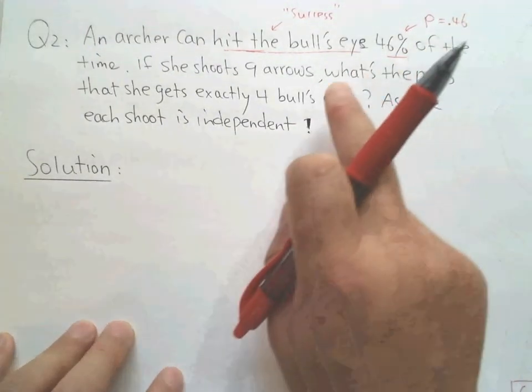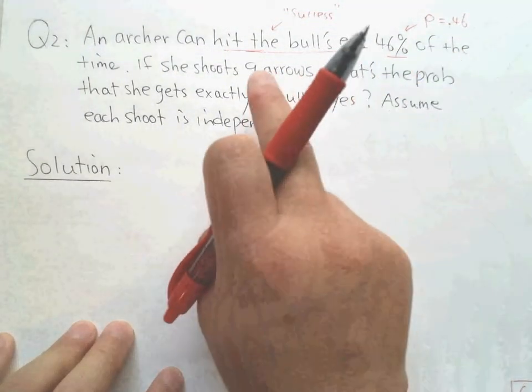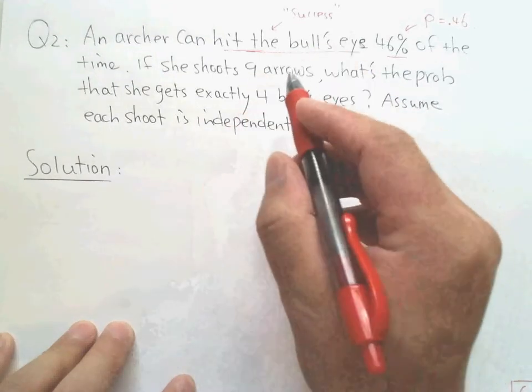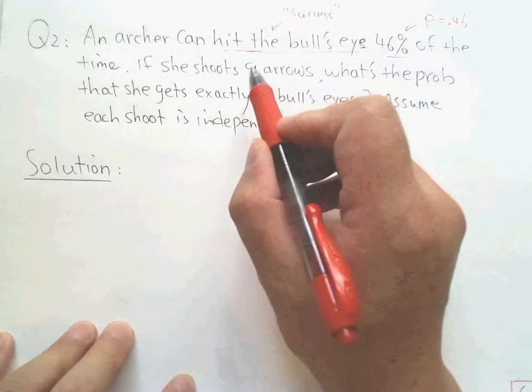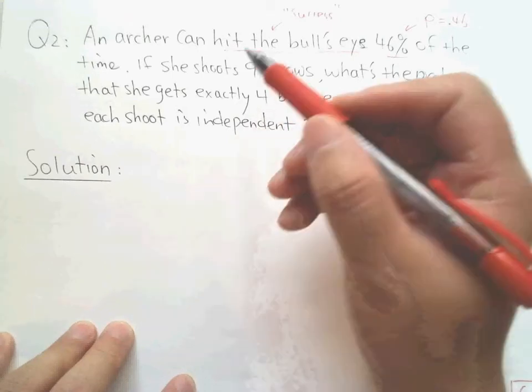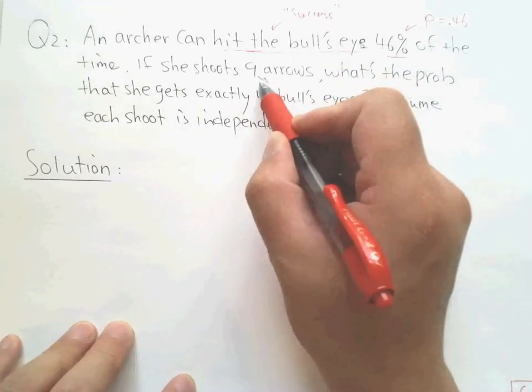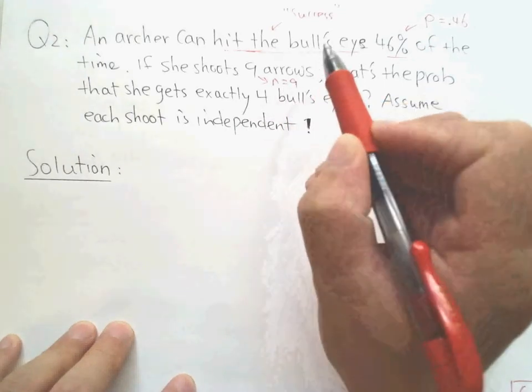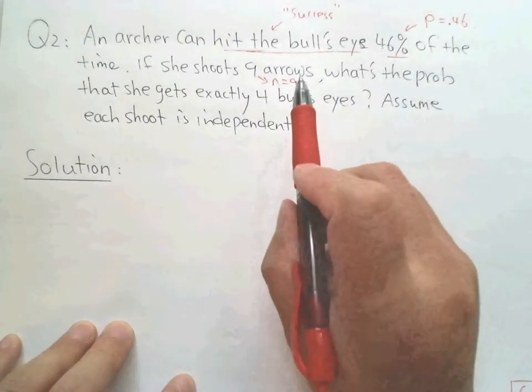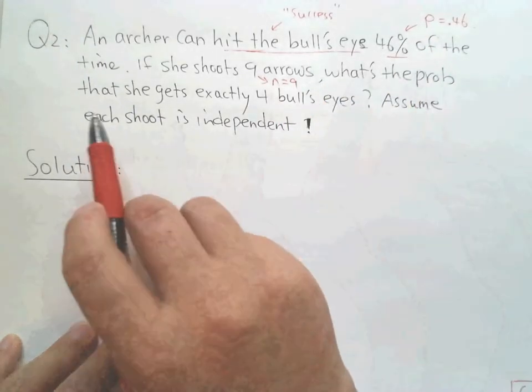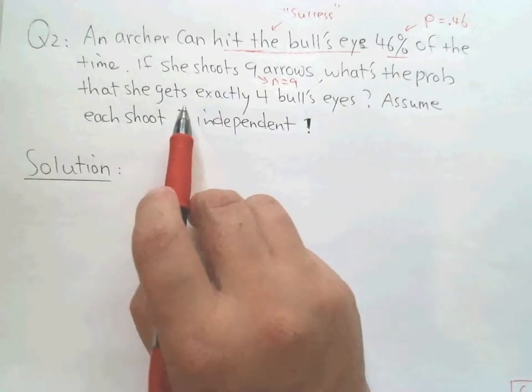Later we will see what the question asks. Let me go into this probability trial. Now, how many probability trials? She shoots 9 arrows, so 9 trials. Now you get it. This is n, so n equals 9. 9 probability trials.